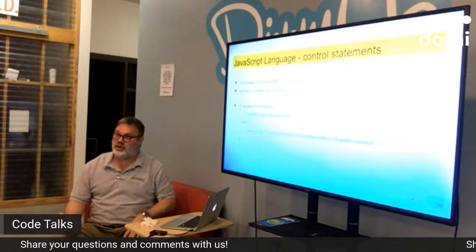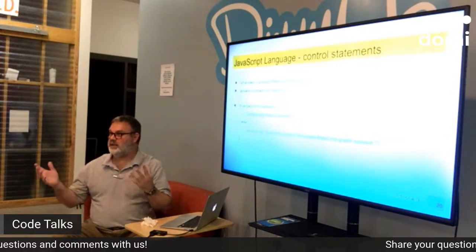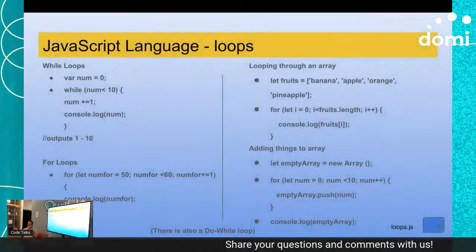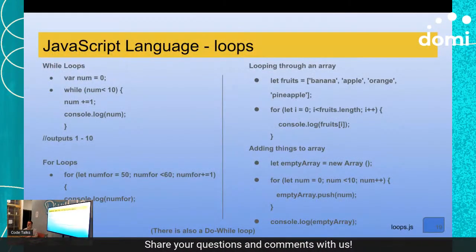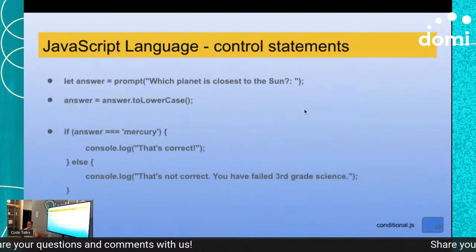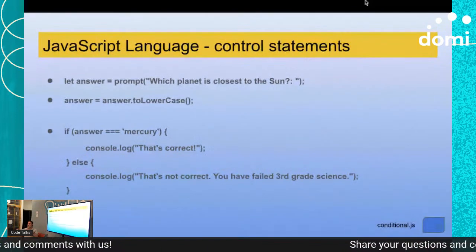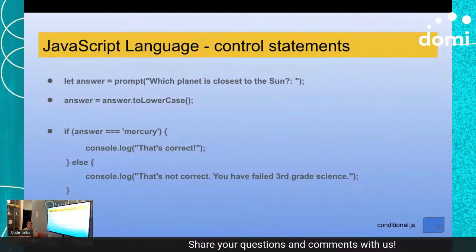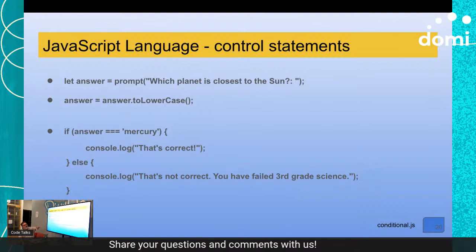So the beauty of computers is making decisions for us really fast. We have business logic in everything that we do. There's legal things that we have to do. You know, if you get arrested, they have to read you your rights, else you're going free on a technicality, right? So we've got ways to do this. This is our control statements.